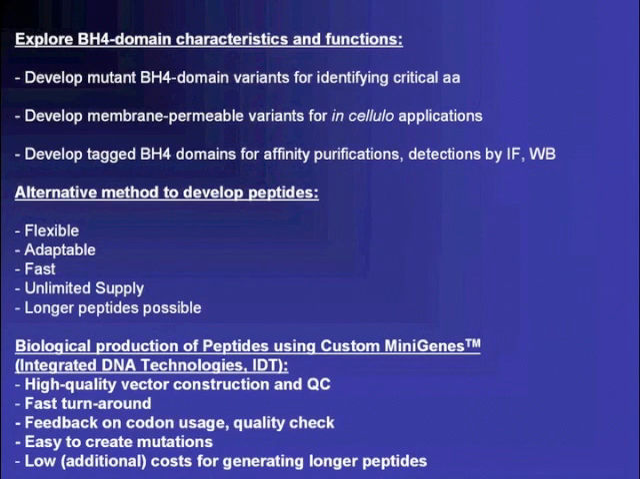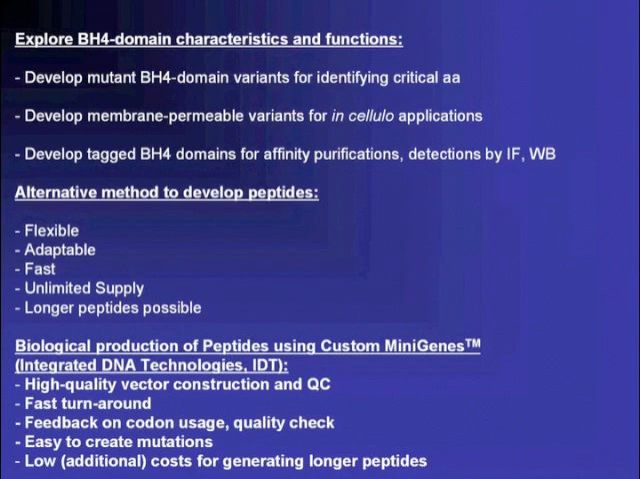First of all, you get the feedback on the codon usage, and there is an important quality check before the whole procedure is initiated. And in fact, we obtained very high quality vector constructions which have been quality controlled at multiple levels, at a very fast turnaround time. This system now allows us to easily create novel mutations or insert new tags. It's also possible to insert new tags to generate longer peptides at additional low cost. These additional costs are in fact relatively low, and certainly so if you compare to chemically synthesized peptides.